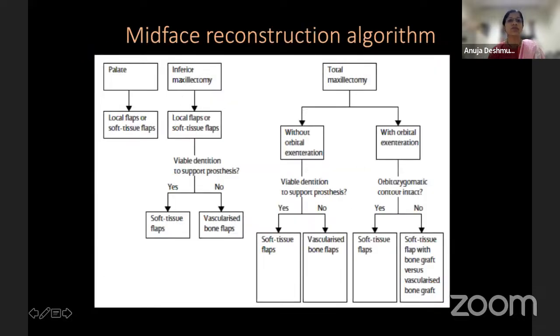Coming to the next one, the midfacial reconstruction algorithms. Here again, you have to remember the criteria: you should know what the defect is, whether the dentition has been considered or not, whether it is a soft tissue flap or not, and whether orbital exenteration is present or absent. Depending on that, you will do a soft tissue flap or a vascularized bone flap, or you will use a bone graft versus a vascularized flap for the patient.